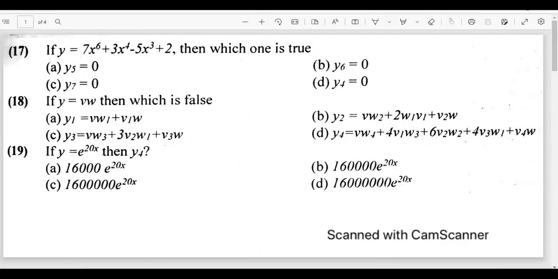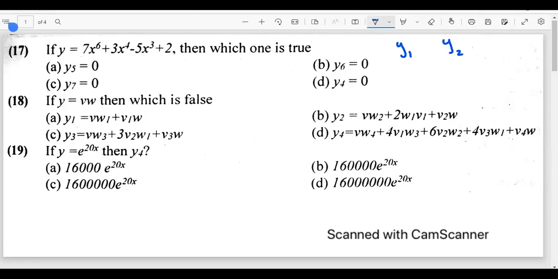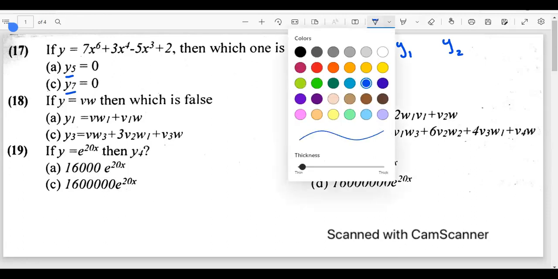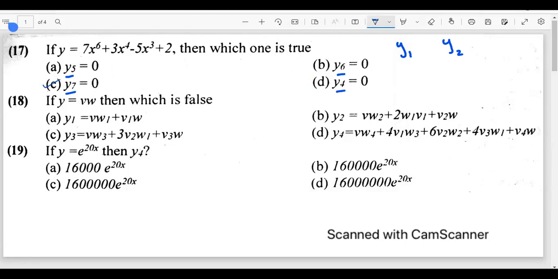Okay, now we have some more questions from the same chapter. It says, if y is, then we have an equation. Then which one is true? Okay, now it's very simple. I told you while talking about the topics that this means the first derivative, this means the second one. So this means the fifth derivative, the sixth derivative, the seventh derivative. The answer is going to be C because it is x to the power 6. So we know that when we differentiate it for the seventh time, it would become 0. Very good. Think about the 18th question.